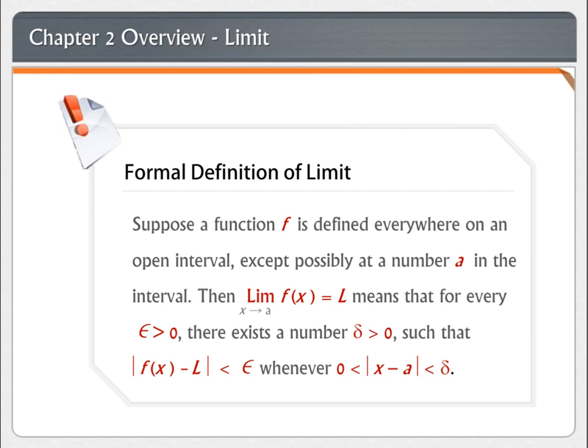Then the limit as x approaches a of f of x is equal to L means that for every epsilon greater than 0, there exists a number delta greater than 0 such that the absolute value of f of x minus L is less than epsilon whenever 0 is less than the absolute value of x minus a, which is less than delta.